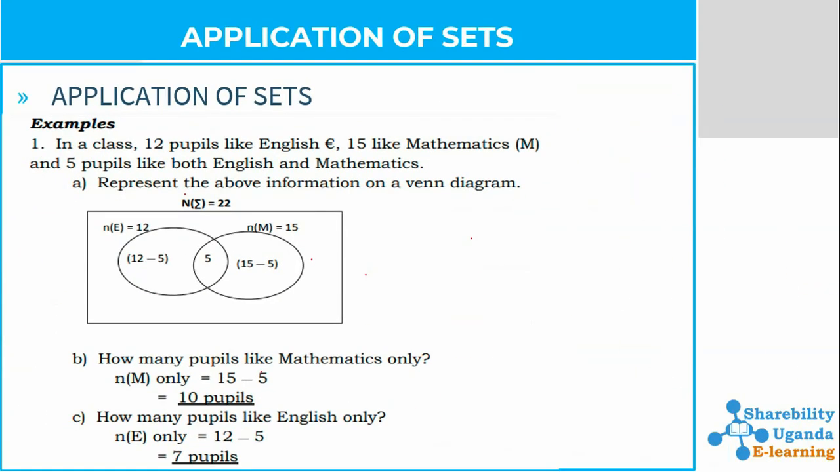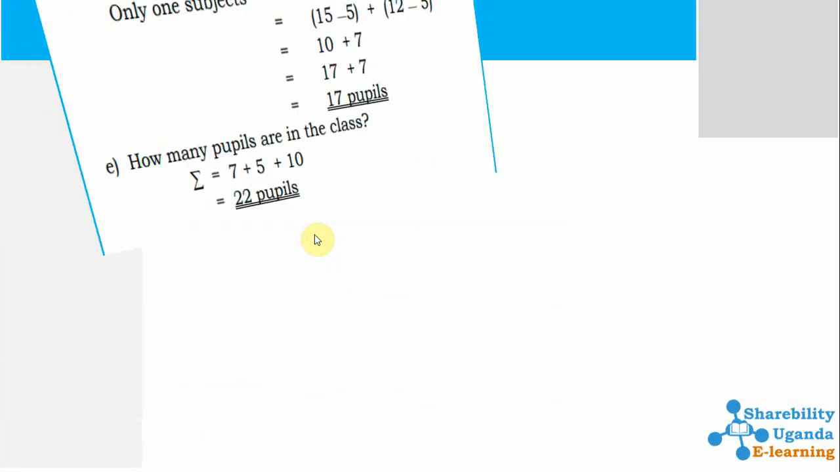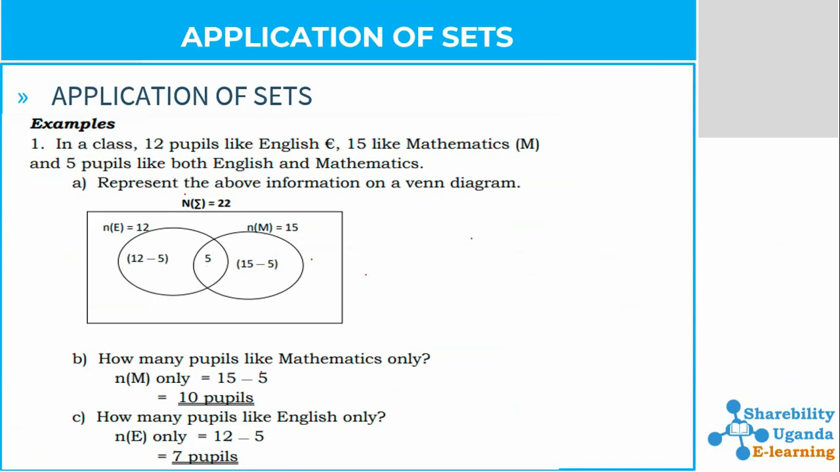Okay, let's look at the set first. Remember, we have been given this set, and in this set we have the number of people who like English, where these numbers are 12. Our set passes from here up to here, that is where the 12 passes. Also our set M, which is mathematics, passes from here up to here. So that means we have a number of people who like both, that is the intersection.